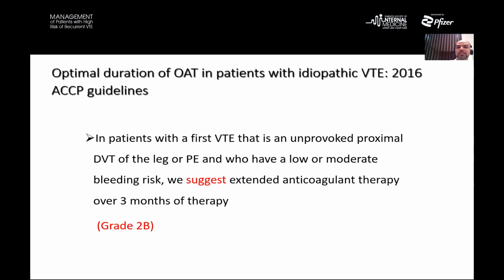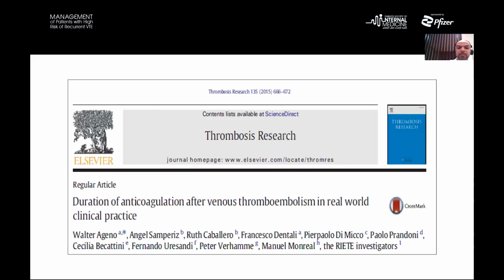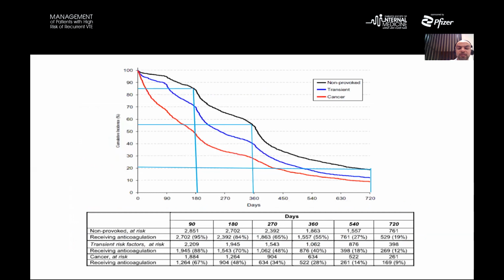So the international guidelines say that in patients with a first VTE that is unprovoked, with a proximal DVT of the leg or acute pulmonary embolism, and who have a low or moderate bleeding risk, they suggest, which is a soft statement, to extend the anticoagulation therapy beyond 3 months. An interesting article about the duration of anticoagulation after VTE management by Professor Walter Ageno from Italy clearly states that unprovoked VTE has a higher chance of recurrence compared to provoked VTE within weeks once you stop the anticoagulation.